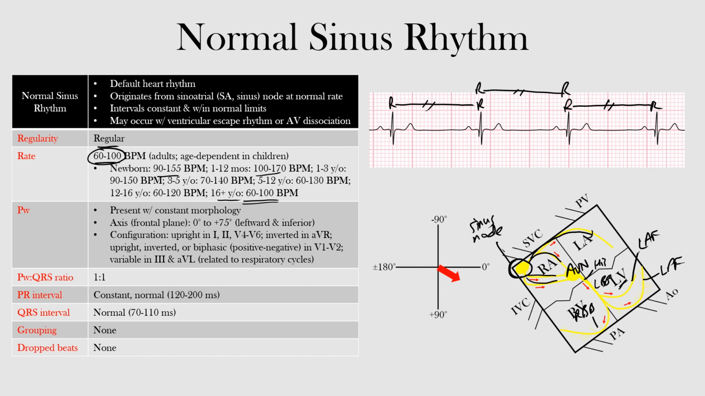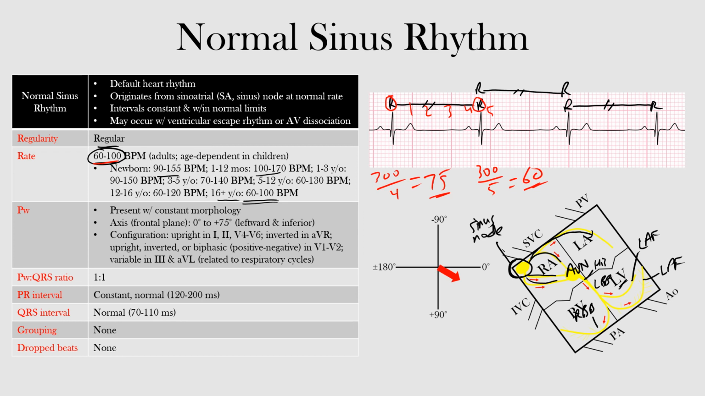So how do we find the rate? Well, again, we're dealing with a regular rhythm, so we already have our R to R intervals mapped out. Here's one R wave to the next. We want to count the number of thick lines between them: 1, 2, 3, 4, between 4 and 5. So what is our rate? We would do 300 over 4 is 75, or 300 over 5 is 60. So it's somewhere between 60 and 75, which is within our normal range of 60 to 100 beats per minute. So that is the normal sinus rate.